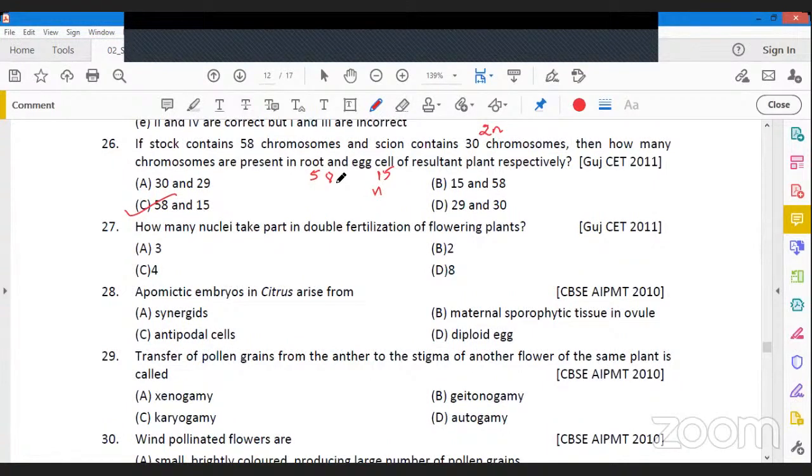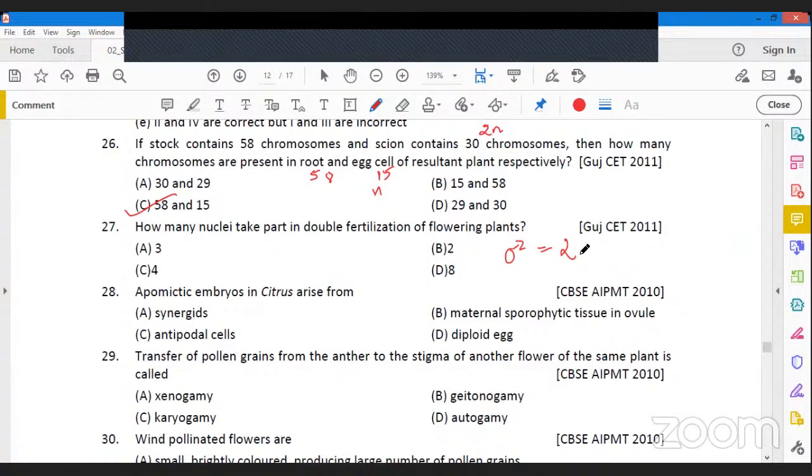Done. So how many nuclei take part in double fertilization in flowering plants? So here, from the male part, how many nuclei come? There are 2 nuclei, 2 gametes are needed. From the female part, what will it be? 1 egg. Okay, 1 egg will come. So that is 3, then 4, 5.